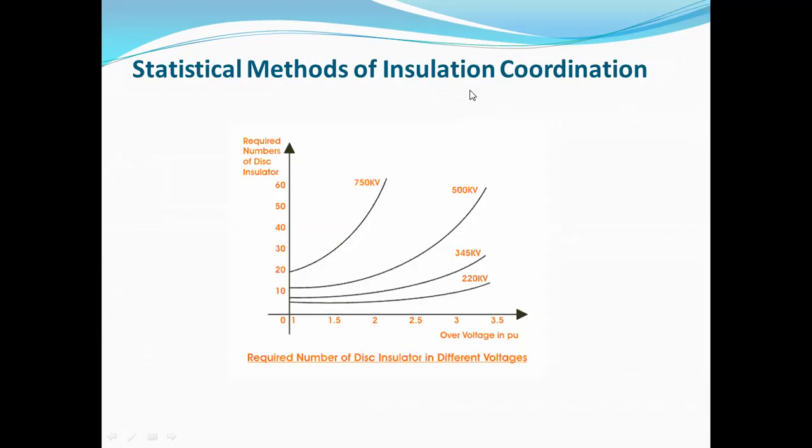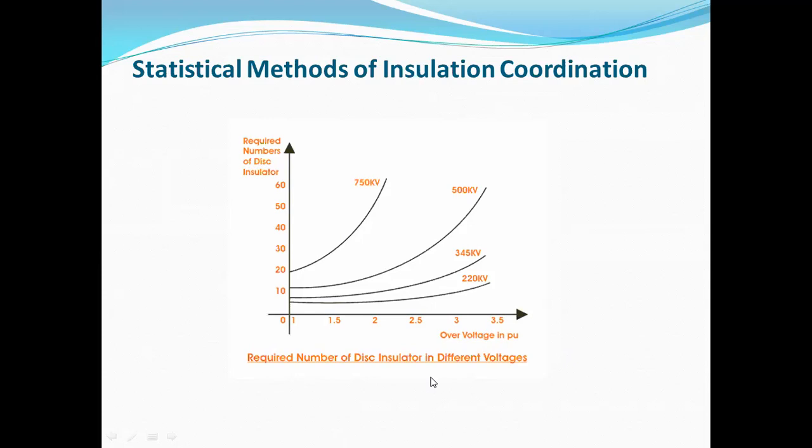The third method of insulation coordination is the statistical method. What is meant by this statistical method? In this statistical method, we are considering the graph of the required number of discs of insulator and overvoltages in per unit. So it is the required number of disc insulators at different overvoltages, right?